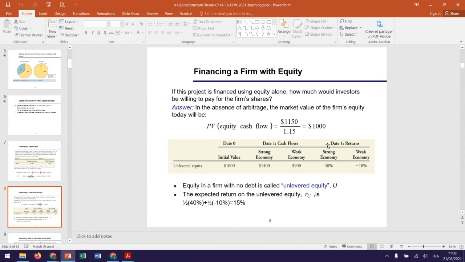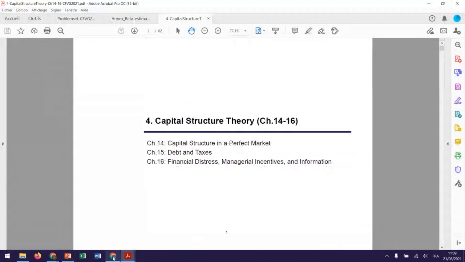So if I calculate the expected return on my unlevered equity, I define the U as unlevered equity. Okay, so R_U, the expected return on unlevered equity, should be equal to 50% multiplied by 40% plus 50% multiplied by minus 10%. I have an expected return of 15%, which is the same as the project cost of capital of 15%. So far, so good?